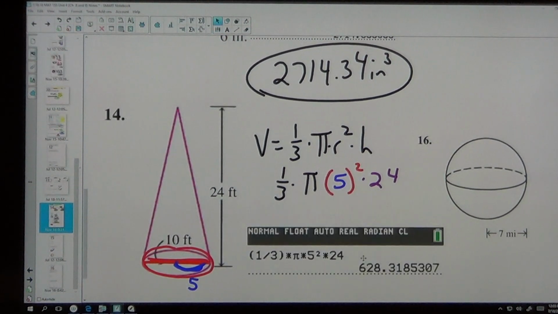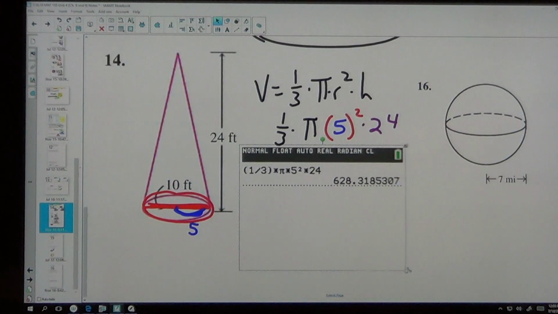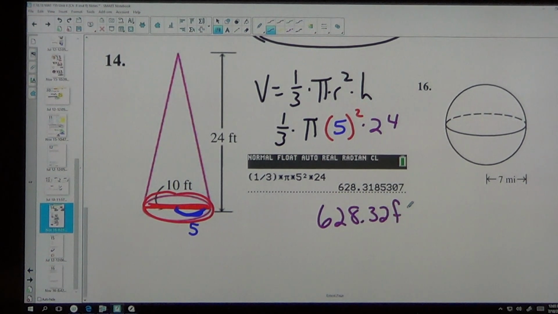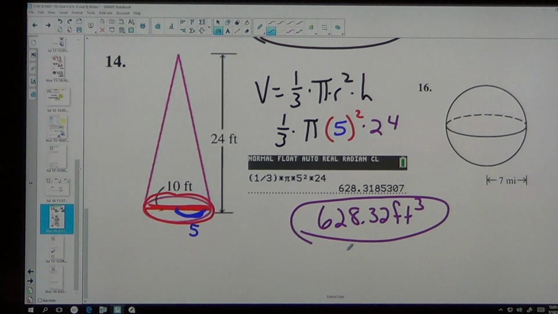628.32 or whatever they tell me to round it to. And on your test, all the answers are going to be rounded to the same thing. 628.32 feet to the third, because you're doing volume. It's to the third.